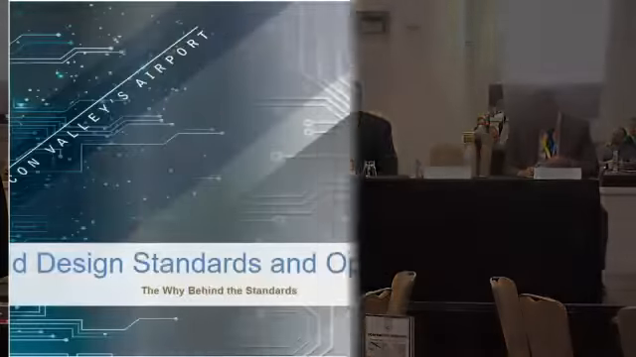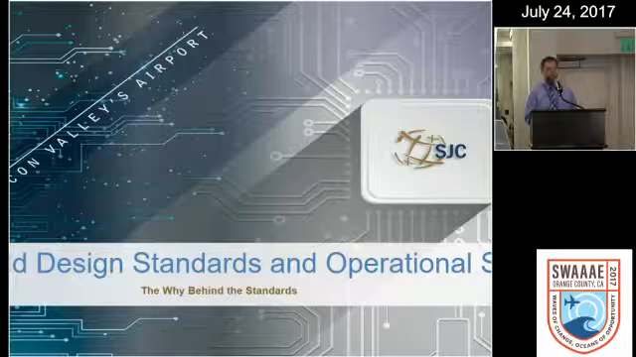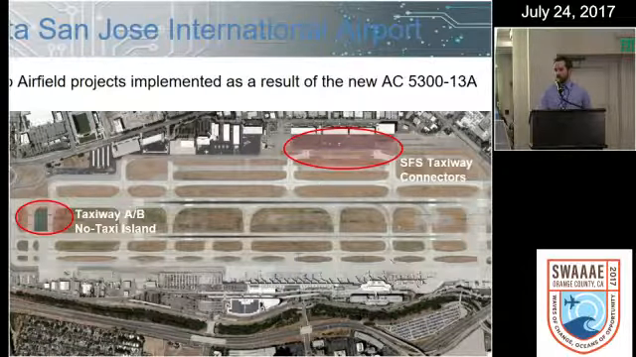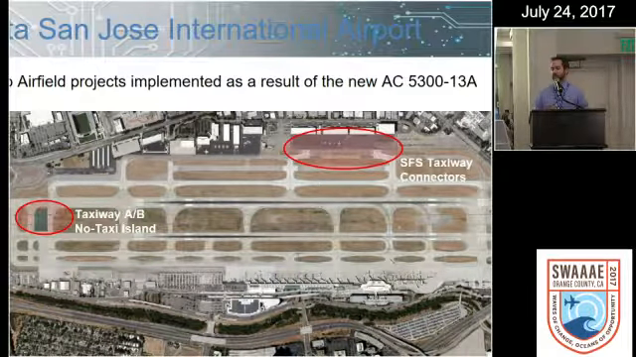All right. Thanks, Jeff. Ryan Sheelan, I work at SJC. I'm an airport planner, so I'm going to talk about a few projects we've done that relate. And Jeff already said a lot of the stuff that's in my slides, so hopefully it's short. All right, so 2 airfield projects that we implemented as a result of 13A. So we completed a taxiway Alpha Bravo no taxi island on the south portion of the airfield, so I'm going to talk about that. And then I'm also going to talk about the signature taxiway connectors that we built up there on the northwest side of the field.